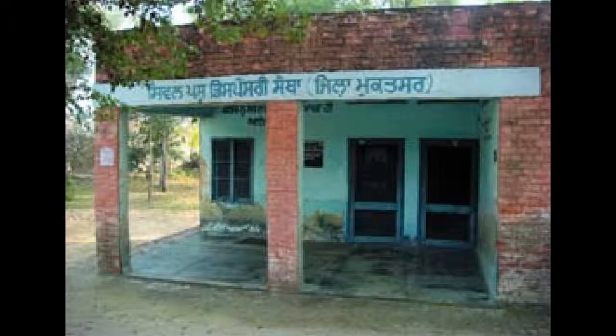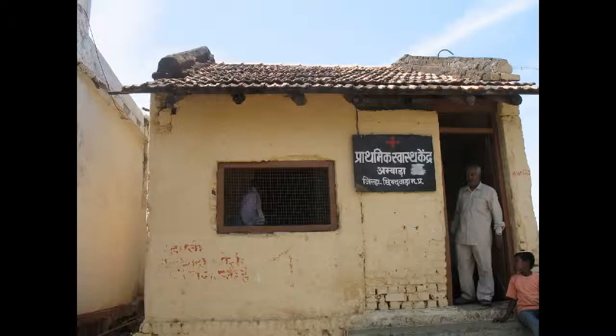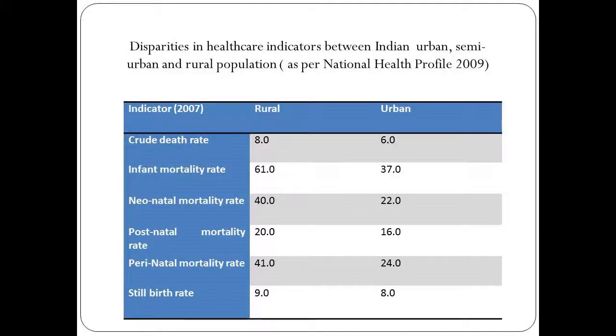Let us now look at the current scenario of the rural healthcare system. According to a report by the United Nations, 75% of the health infrastructure in India, including doctors, specialists, and other health resources, is concentrated in urban areas, where only 27% of India's population lives. There exists a high level of disparity in healthcare indicators in the urban and rural population.